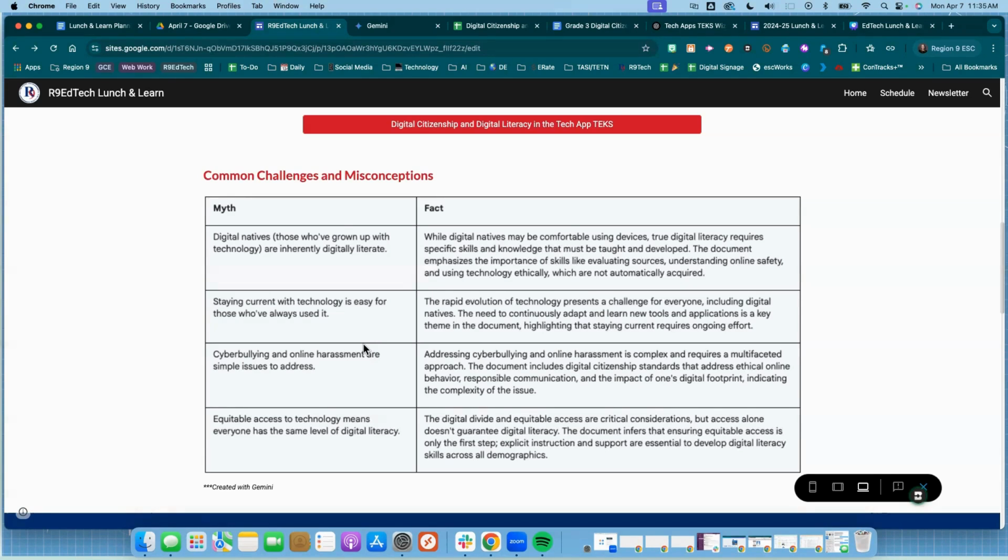When we're thinking about our students in technology, cyberbullying and online harassment is a huge one. And some people think, we just ignore it or just deal with it. But that is a complex problem. That is not something that's an easy solution. And so our students need to be aware of it, but they also need to be aware of how to handle it. And then that last myth is that equitable access to technology means everyone has the same level of digital literacy. In other words, just because everybody can access it doesn't mean everyone understands it to the same degree. So we all have to take that into consideration as well.